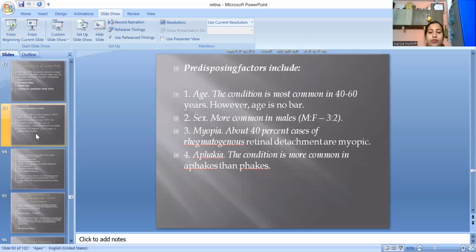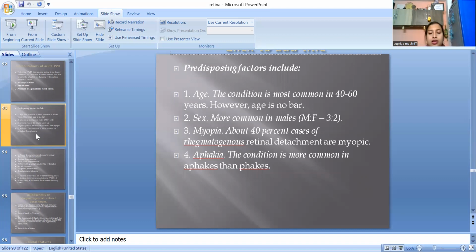Now, the predisposing factors of rhegmatogenous RD include age. The condition of rhegmatogenous RD is most common in 40 to 60 years. However, age is not a bar. Gender-wise, it most commonly occurs in males. The male to female ratio is 3:2. Myopia is the most predominant factor which causes rhegmatogenous RD. About 40% of cases of rhegmatogenous RD are myopic.